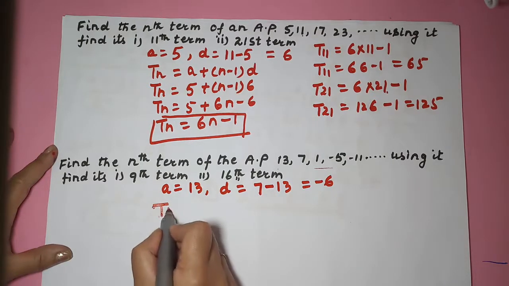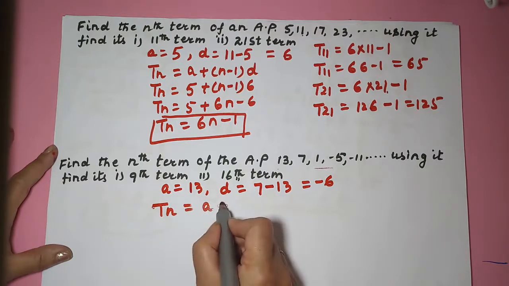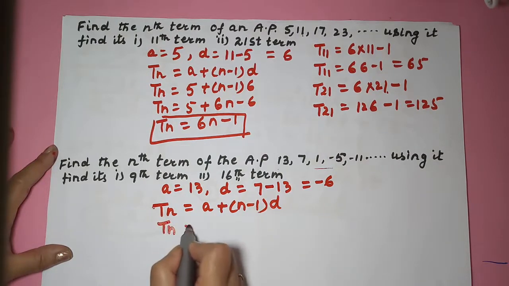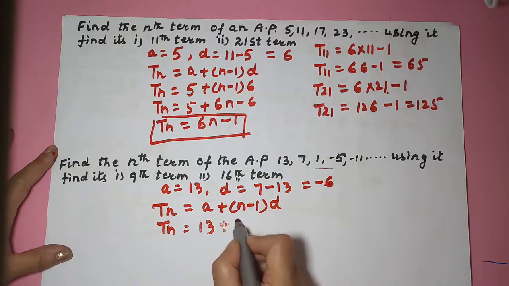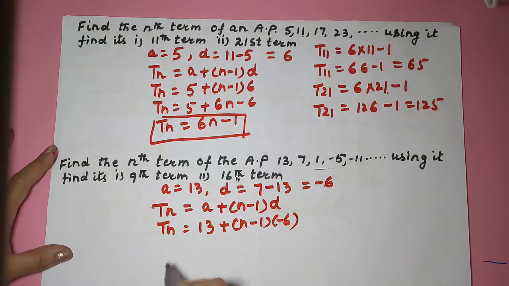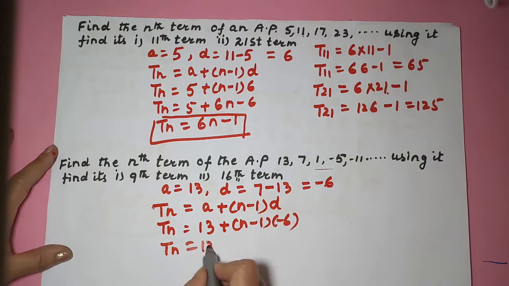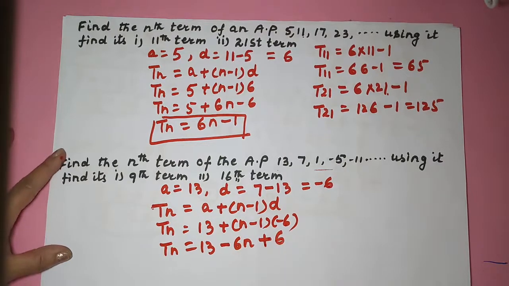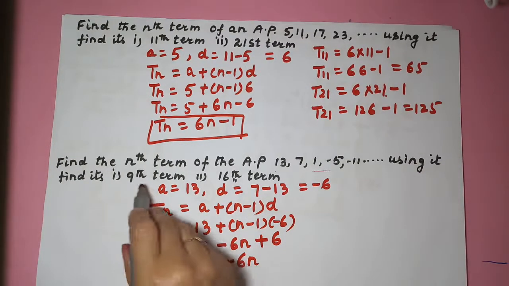Now what is the general term? Tn is equal to A plus n minus 1 into D. So Tn is equal to A, which is 13, plus n minus 1 into minus 6. So that makes it 13 minus 6 into n is minus 6n. Minus minus becomes plus, and this becomes plus 6. Now Tn will be 13 plus 6 is 19 minus 6n. Right? Now we have to find the 9th term.